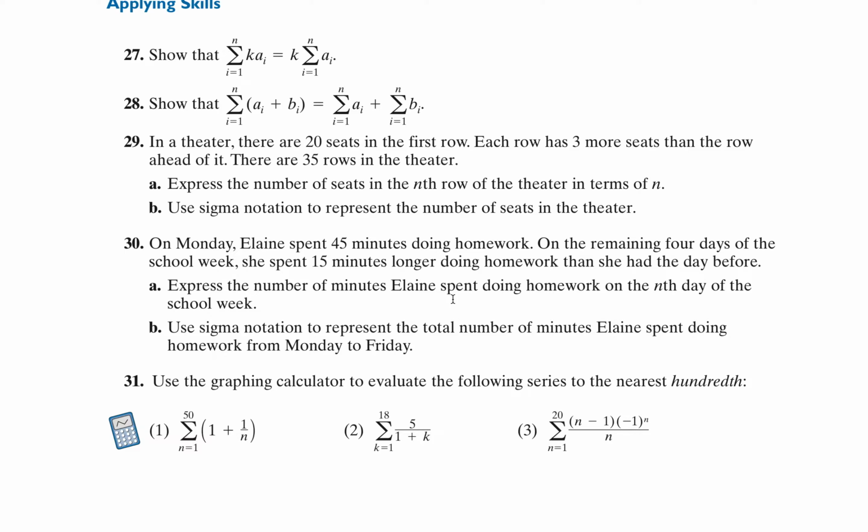Four days of a school week spend 50 minutes on doing homework, and the day before is one day, but starting from 1 day. Okay, it's 5 days, and each day she should spend an extra 15 minutes.